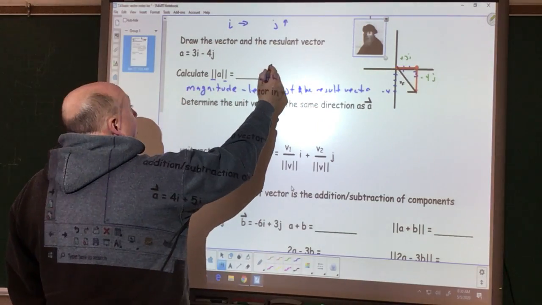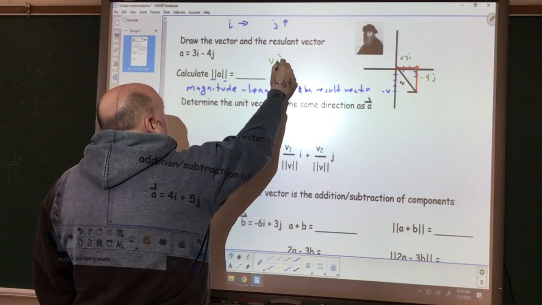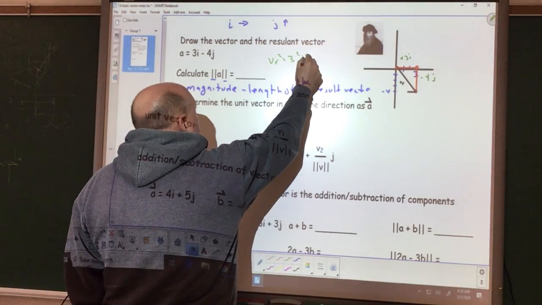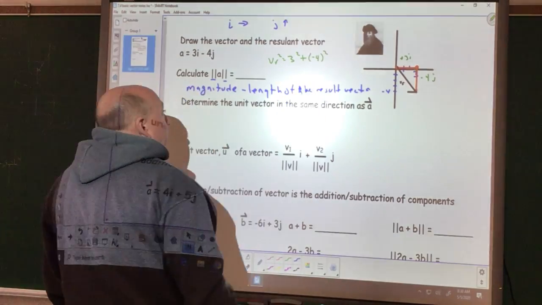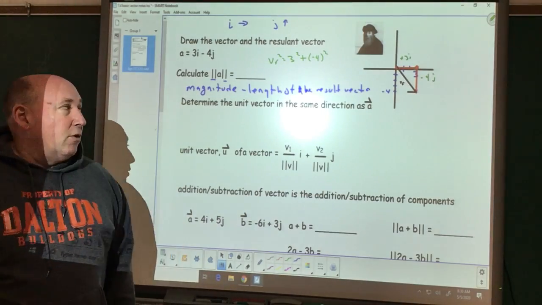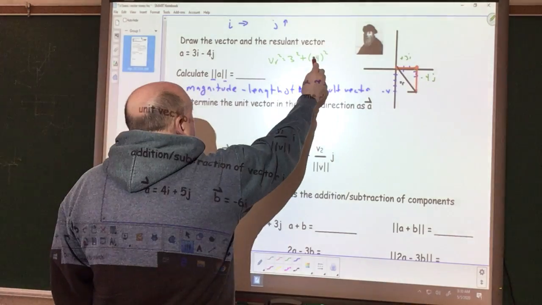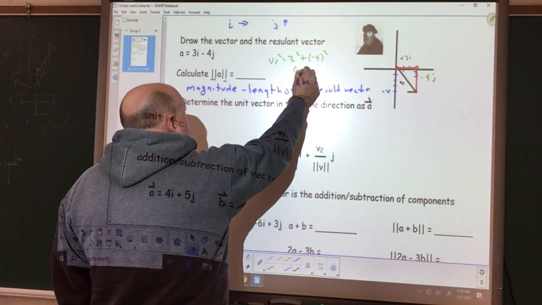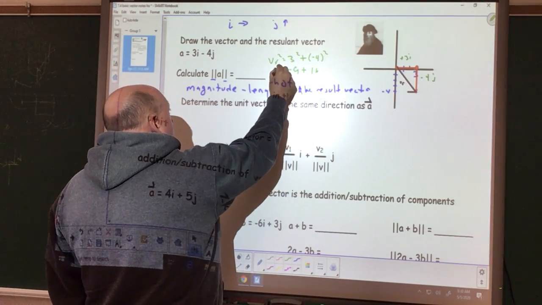So we have VR squared equals 3 squared plus a negative 4 squared. Or if you think back, what we have here is a 3, 4, 5 triangle. Make sure you watch your negatives here. We have 9 plus 16 is VR squared.